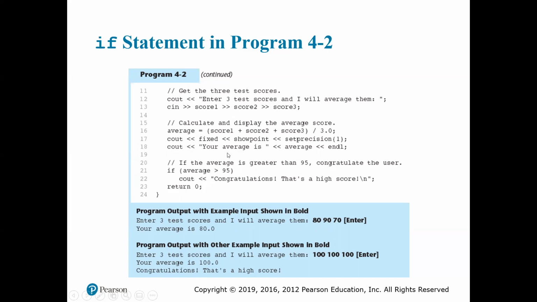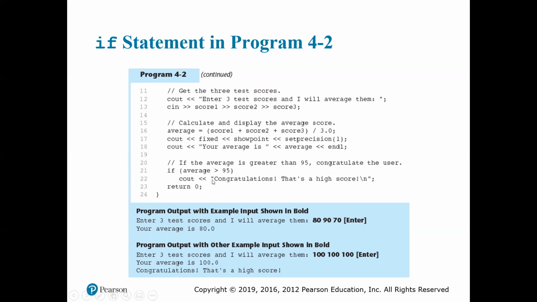Well, if the average is greater than 95, then we want to say congratulations, that's a high score. So here, this if tests the average variable, the variable you're working with, greater than 95, then it says congratulations. Now, if it was 95, it wouldn't say that, because it doesn't say greater than or equal to 95, it just says greater than. So 95 would not be included in this congratulations. It has to be greater than. And if it's not greater than, then it won't say this statement.